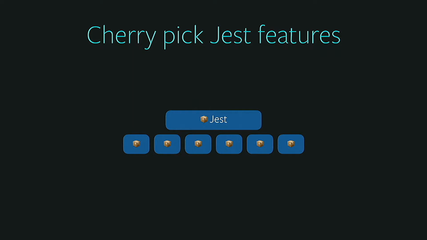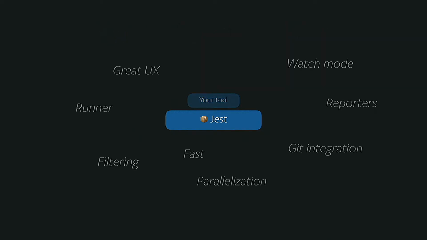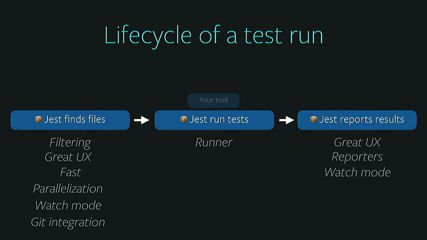Now let's take a look at putting our tool on top of Jest. And this is really cool because it allows us to get all these features that Jest has in our tool. To better understand what this means, let's take a look at the life cycle of a test run. It happens in 3 different parts. First of all, Jest finds your test files. Then Jest runs your tests. And in the end, Jest reports the results.